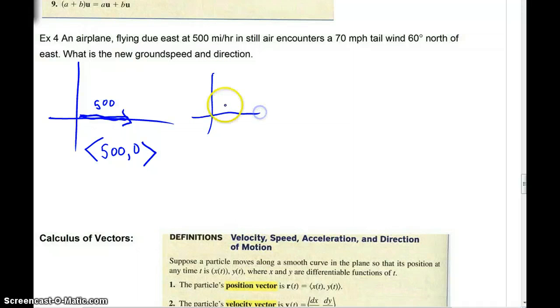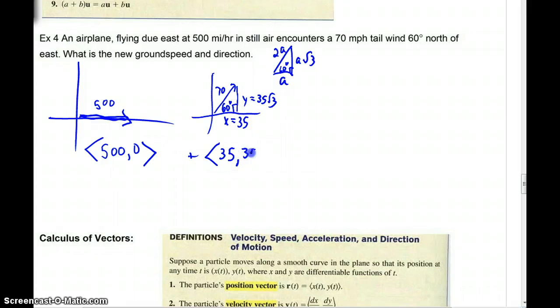A 70 mile per hour tailwind would be a 70 unit long arrow making 60 degrees north of east. Breaking this into components, we could go back to the 30, 60, 90 right triangle to save us a little bit of time. Opposite of 60 is a root 3, opposite of 30 is a, opposite of 90 is 2a. So we could see that this would be 35 for the x component, 35 root 3 for the y. So very, very quickly we have our components.